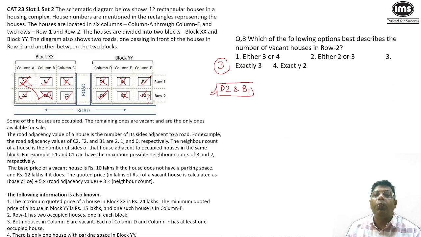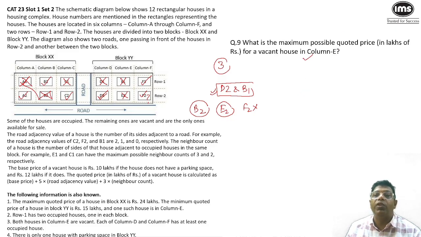Which of the following options best describes the number of vacant houses in row number 2? Now in row number 2, B2 is definitely vacant, right? E2 is definitely vacant. Now F2 may or may not be. So in that case, there are two options. Either the vacant houses could be 2 or it could be 3. So I think option 2 is the correct answer for this one.